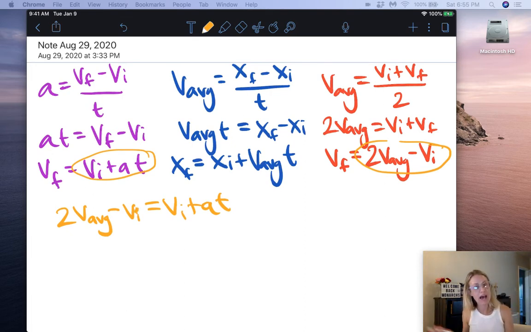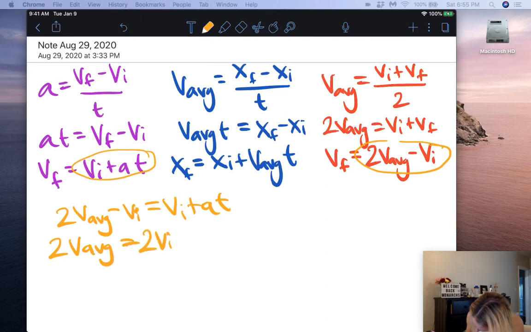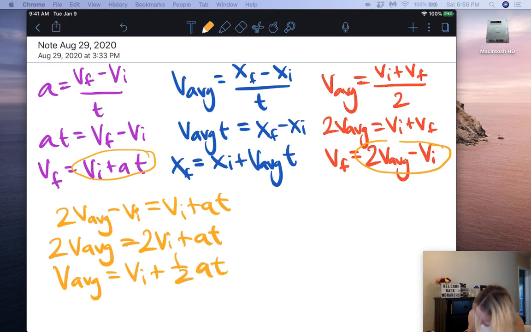All right, and then I'm going to add initial velocity to both sides to get rid of it on that left-hand side. So we get 2 times the average velocity equals 2 times the initial velocity plus acceleration times time. And then just to make it a little bit prettier, we're going to divide everything by 2. So we get average velocity equals initial velocity plus 1/2 times acceleration times time. Now, we're getting somewhere, but we do not want this average velocity term in this equation or in that blue middle equation right there.